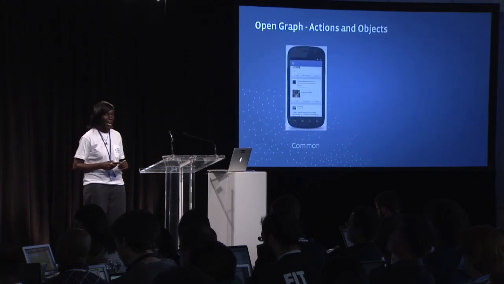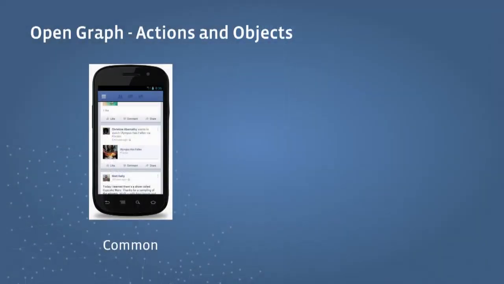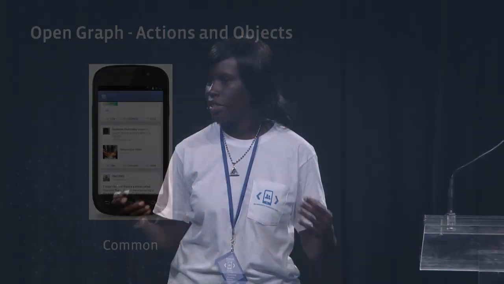We also introduced actions and objects as a way to tell stories with Facebook Open Graph. There's a class of objects and actions that are called common. These are common things like the music that you listen to and the books that you read. And these are common actions and objects. We'll show you quickly how you can get started using that.